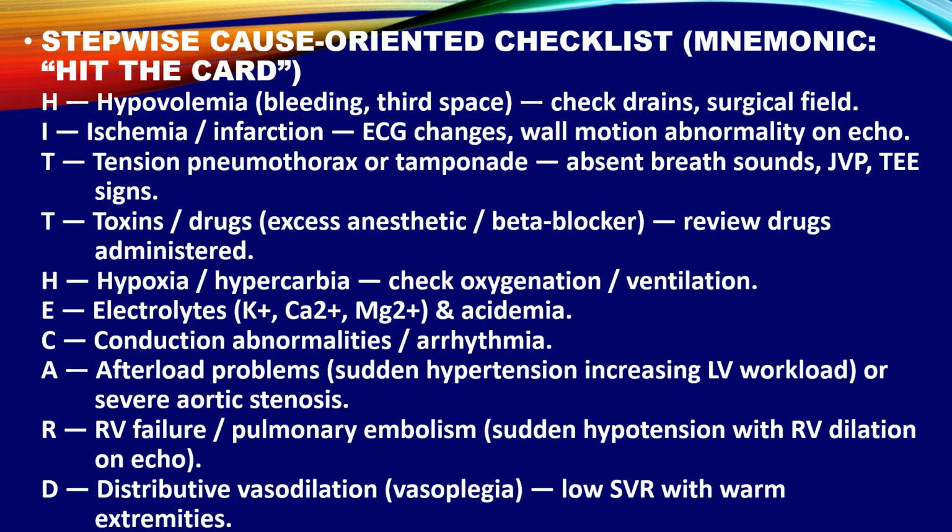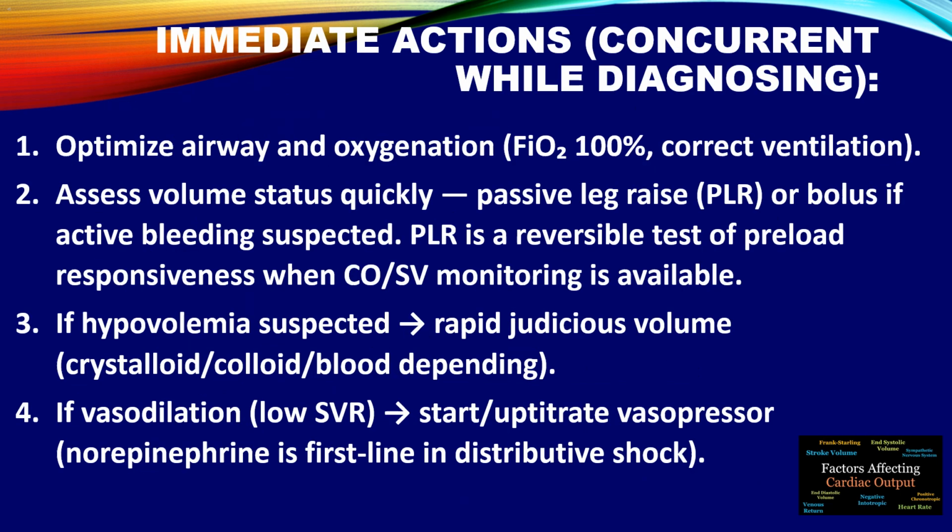10. D. Distributive vasodilation. Look for signs of vasoplegia, characterized by low systemic vascular resistance and warm extremities. This mnemonic provides a structured approach to identifying potential causes of low cardiac output. Immediate actions for low cardiac output. 1. Optimize airway and oxygenation. Ensure adequate oxygenation by using 100% FiO2 and correcting ventilation as needed.